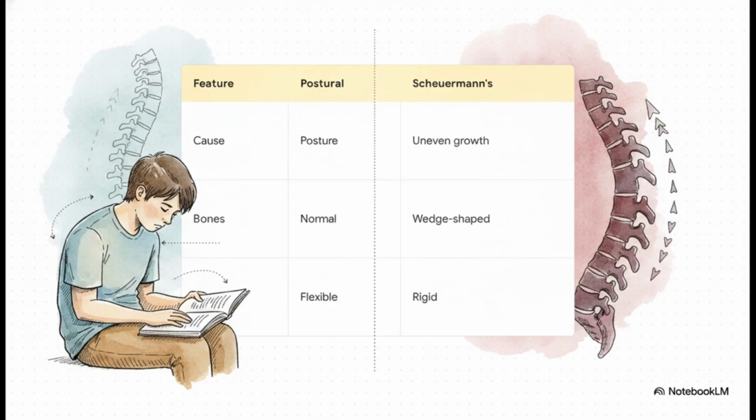The vertebrae themselves remain perfectly normal. Scheuermann's kyphosis is a rigid structural deformity. During growth spurts, the vertebrae actually grow unevenly, becoming wedge-shaped instead of rectangular. Simple posture correction won't fix this because it is anatomically locked in.